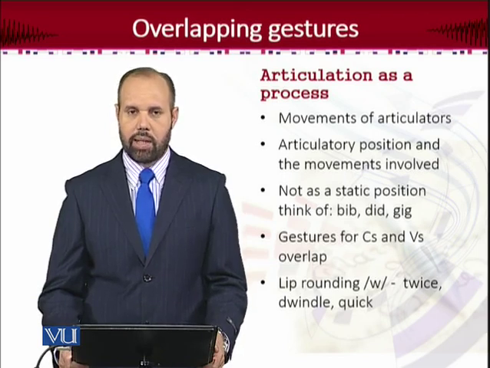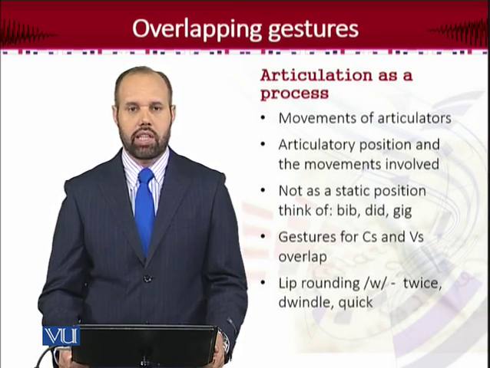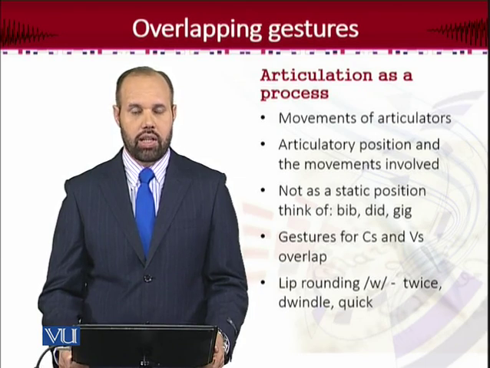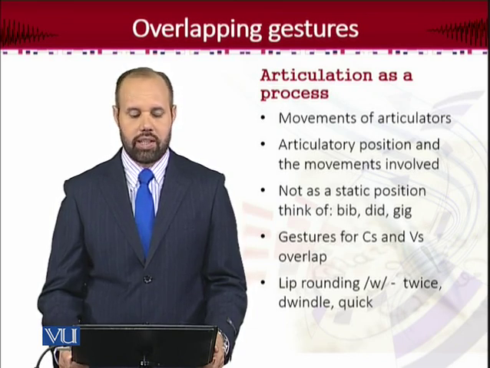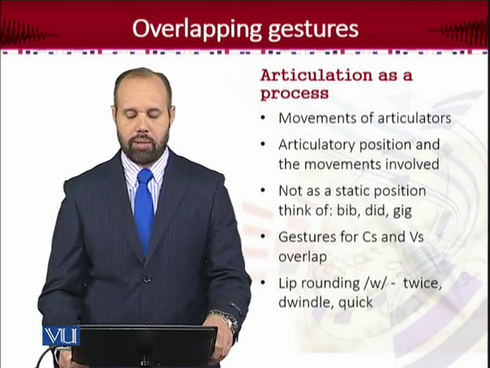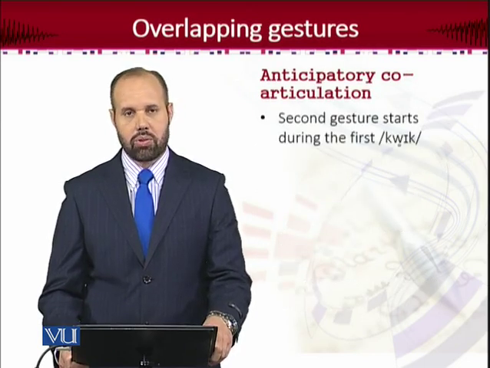There are some more examples like the lip rounding. If you just see in the word twice, right? So this lip rounding, which is in the w sound, wo, right? But that is also taking place in t, right? Similarly, in dwindle, this d sound is influenced by the lip rounding of wo. And same is the case with quick, because the k sound is also taking some features from this w sound, wo, quick. So that's overlapping, and it's very interesting and also very important for the students of phonetics and phonology.